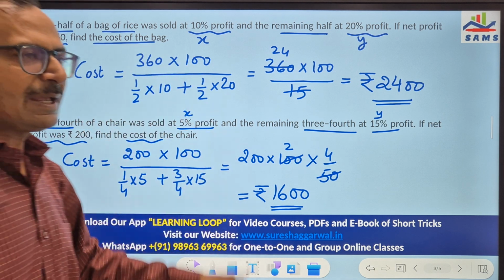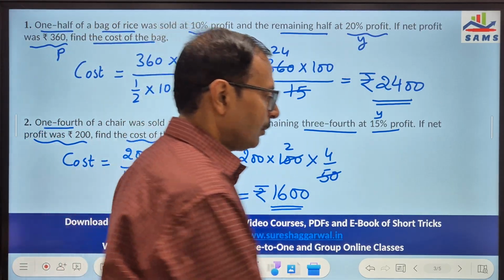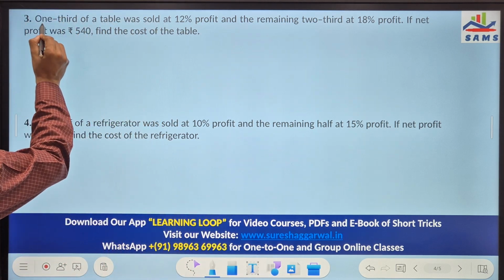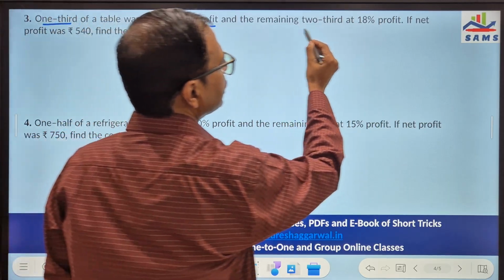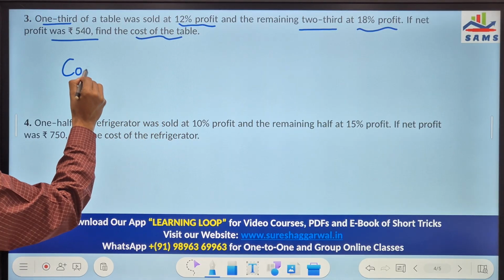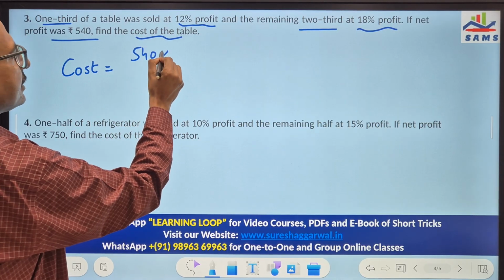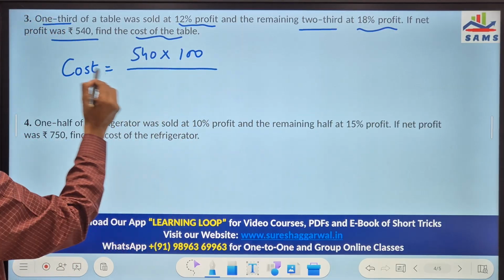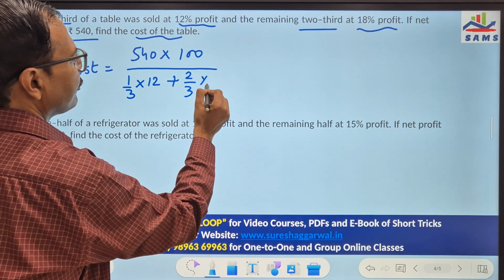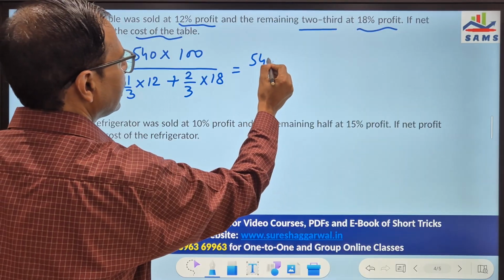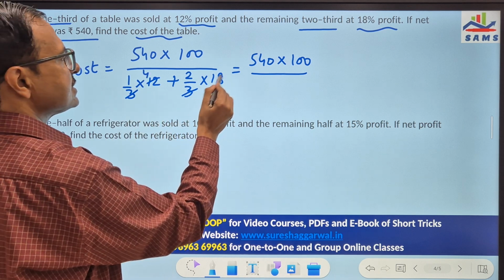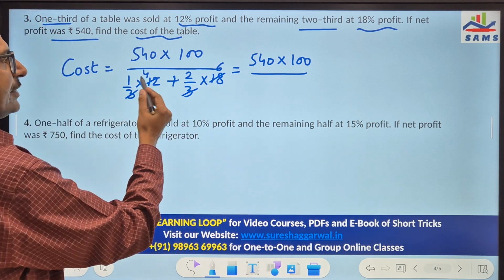See, now the time is reducing and slowly we are feeling more comfortable with the method. Let's solve 2 more problems here. 1/3 12%, 2/3 18%, net profit 540, cost we have to find. So 540 times 100, and in the denominator 1/3 of the profit 12 plus 2/3 of the profit 18. So how much is this? 540 times 100 upon, this cancels 4 times and this cancels 6 times. So 4 plus 12 is 16, right?